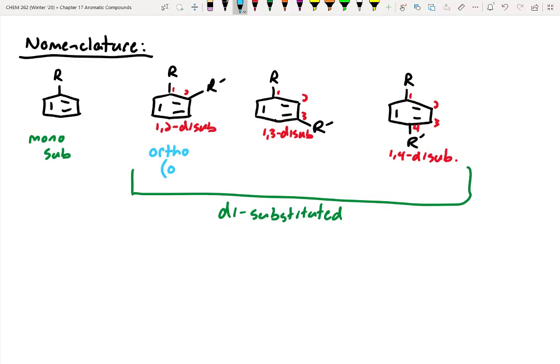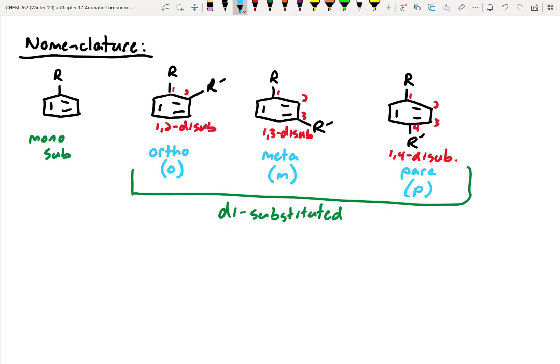And oftentimes people just abbreviate it as O. Ortho substitution is completely synonymous with 1,2 disubstitution. The next one is called meta substituted. Again, you can abbreviate that as M. That's the exact same thing as something that's 1,3 disubstituted. And then 1,4 disubstituted is referred to as para, also known as P.